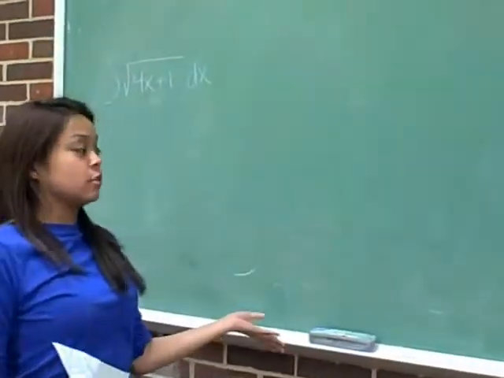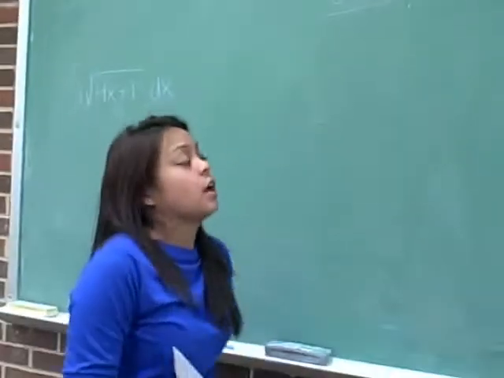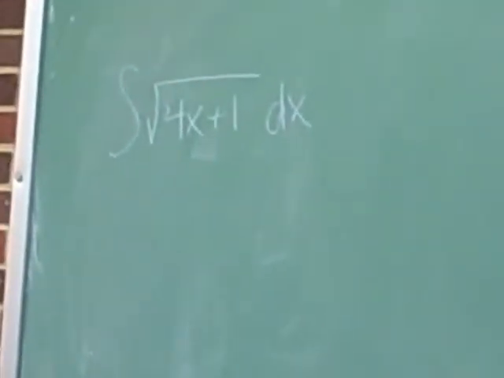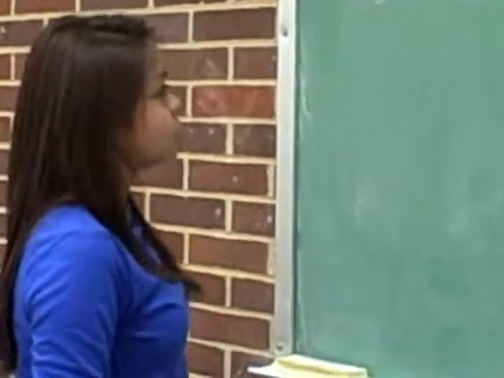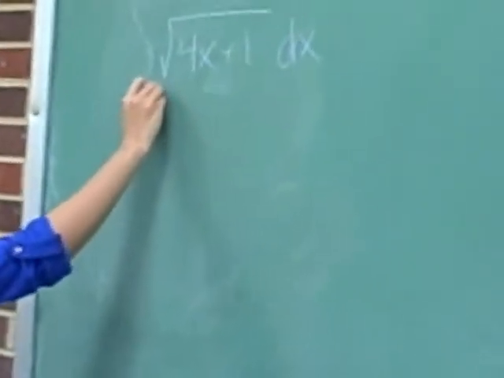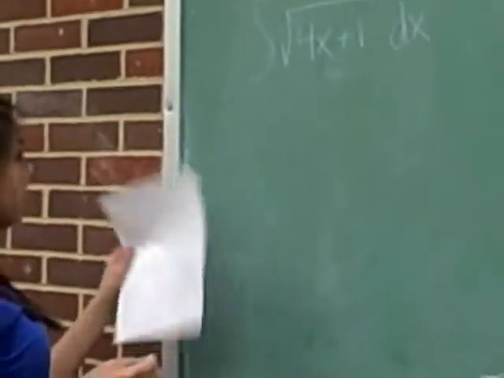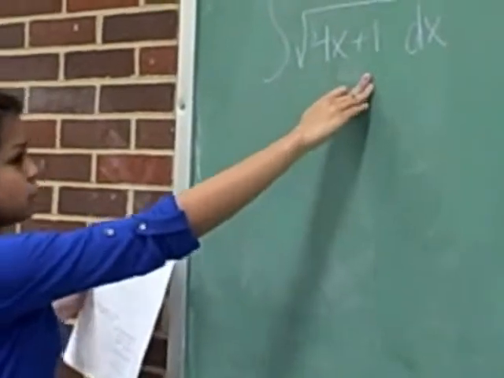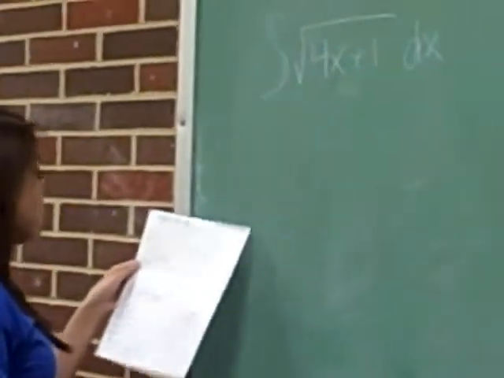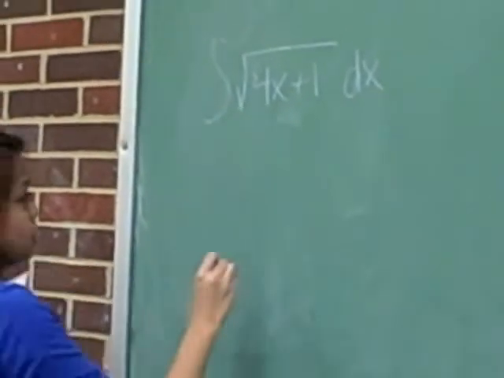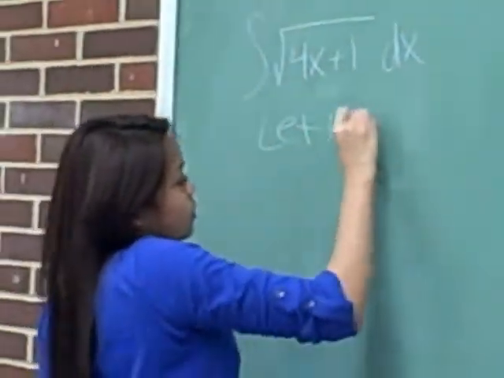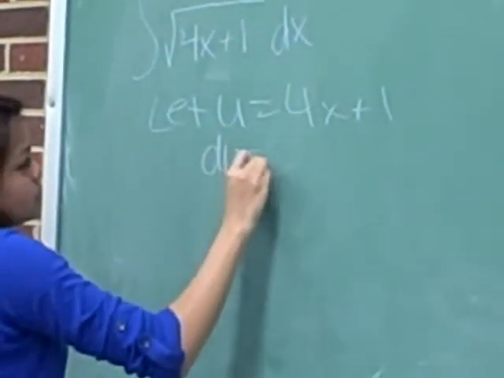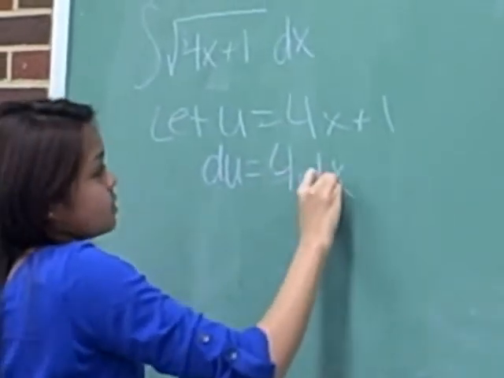Now another way to take the integral is to use substitution. And you're going to use substitution for the harder integrals, because it makes it a lot easier, trust me. So we have our integral, the square root of 4x plus 1. Usually you should substitute whatever is under the radical or in parentheses. So let u equal 4x plus 1. Then we take the derivative of that, so du equals 4 dx.